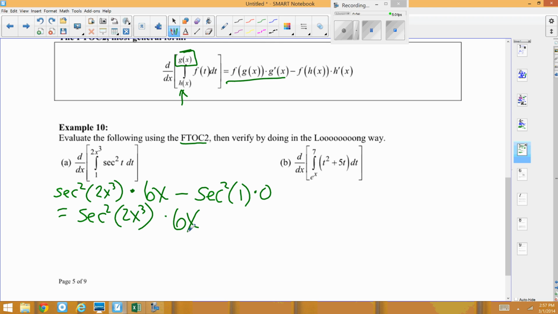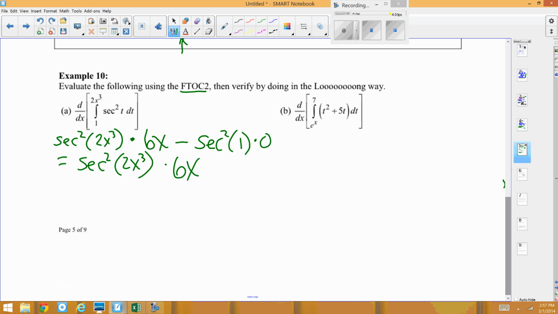So it turns out this will just be secant squared of 2x cubed times 6x. And it says verify by doing the long way. So I'm going to do that on this one, probably not on the other one, just for sake of time. All right, let's change the color. We're going to do this the long way. We're going to take the antiderivative of secant squared, which will just be what? Tangent of t evaluated from 2x cubed to 1.